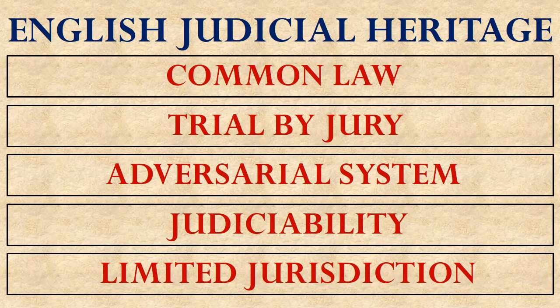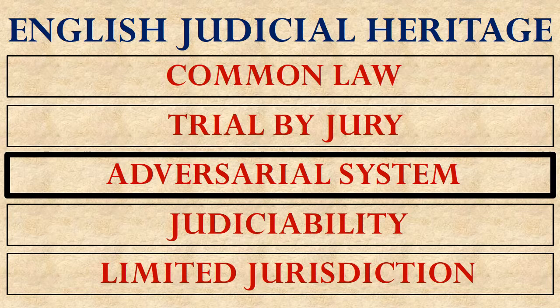In the last several lessons, we've been learning about the things that the American court system inherited from the ways that things were done back in England hundreds of years ago. We can call this our English judicial heritage. In the first lesson, we learned about the common law. In the second lesson, we learned about trial by jury. And in the third lesson, we began exploring the adversarial system. In particular, we looked at criminal law within that adversarial system. In this lesson, we'll continue to talk about the adversarial system.